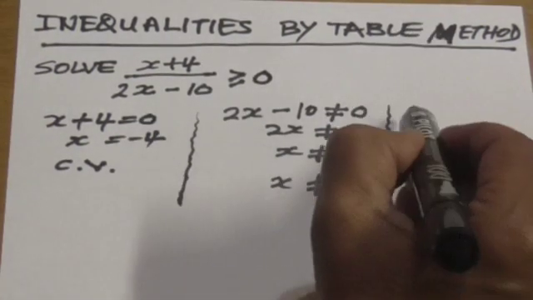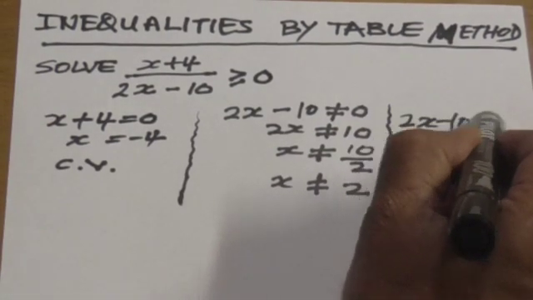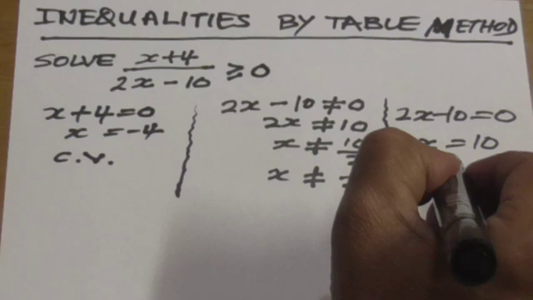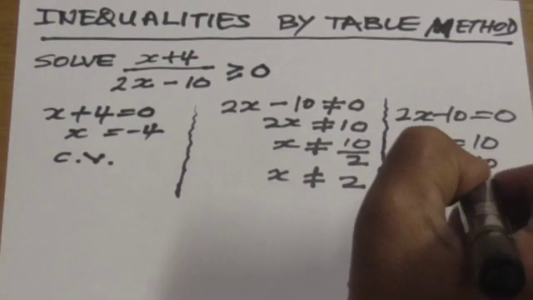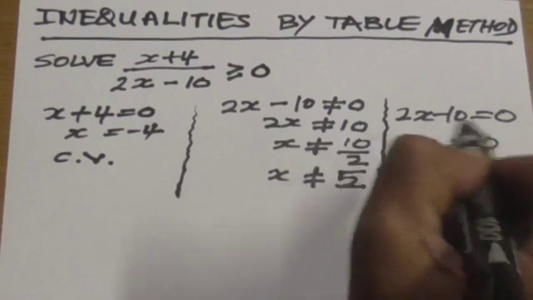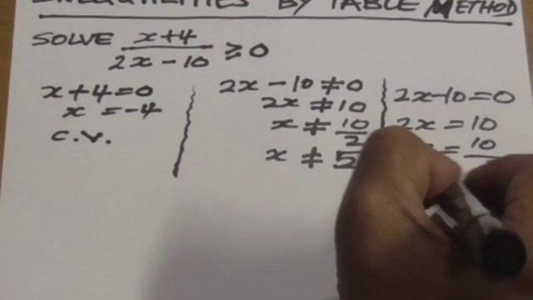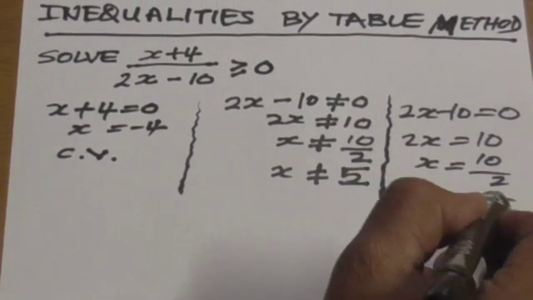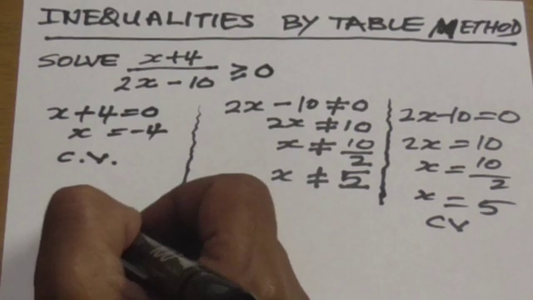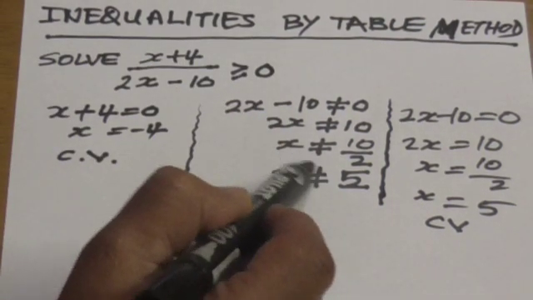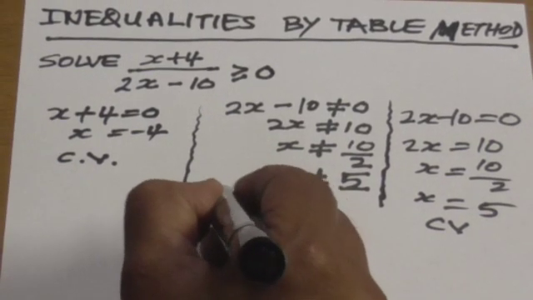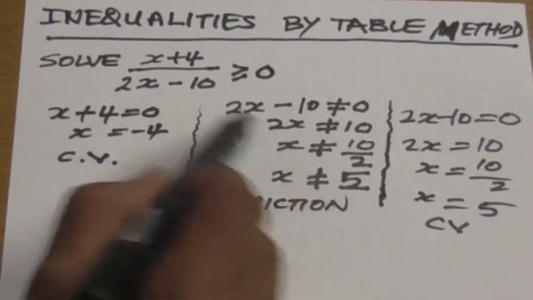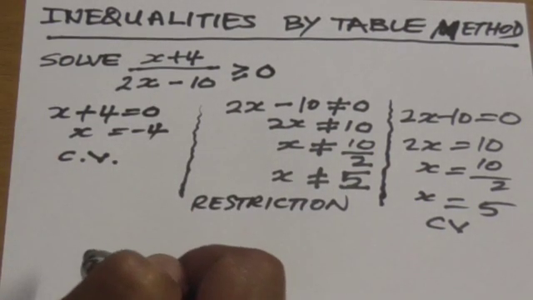we take the denominator and we make it equal to 0 just to get a critical value. So 2x is equal to 10. X is equal to 10 over 2. X is equal to 5. So that's a critical value, x is equal to 5. Critical value x is equal to minus 4. But this is a restriction. You must not put 5 in the denominator. Right, we got the truth.